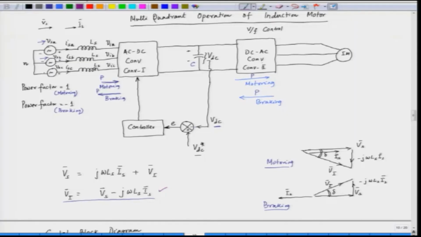So, the drive can operate in all possible quadrants. We have two converters, converter 2 and converter 1, which are operated independently. Depending upon the operation of the drive, we can operate in motoring and braking, both in the forward and in the reverse direction. So, thus we have discussed the multi-quadrant operation of the induction motor. We have to have two converters in this case.